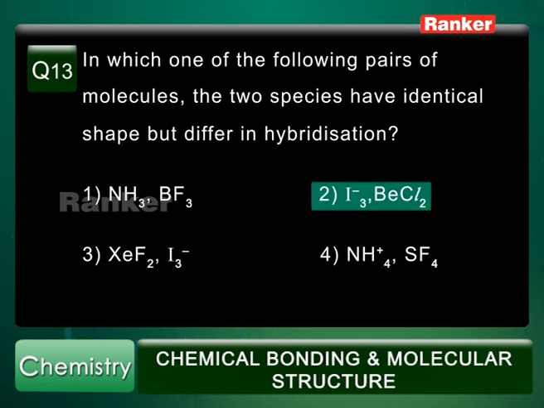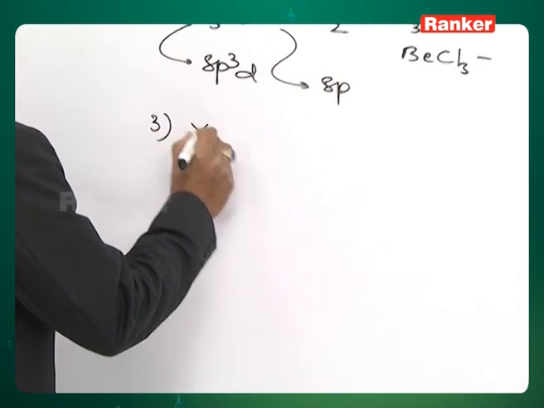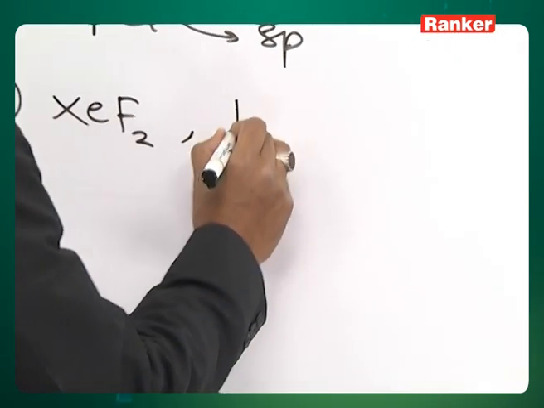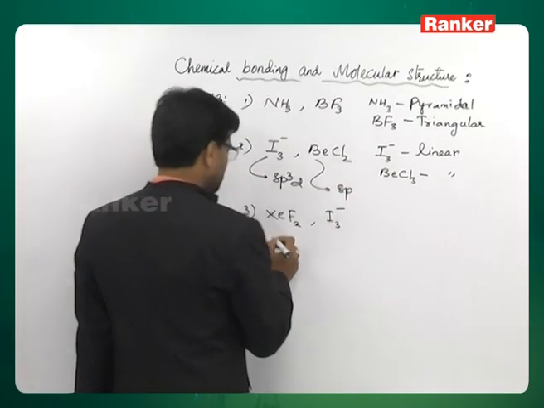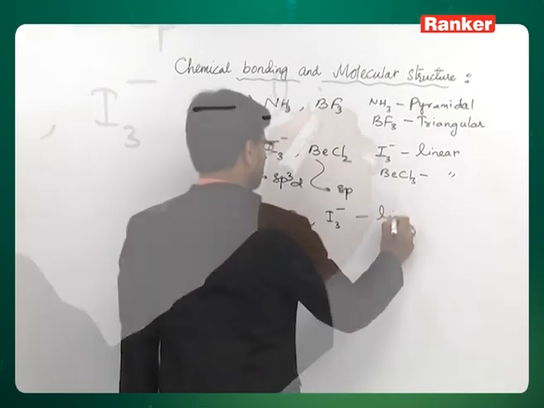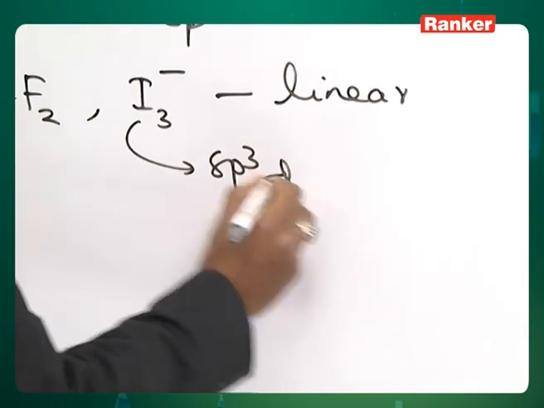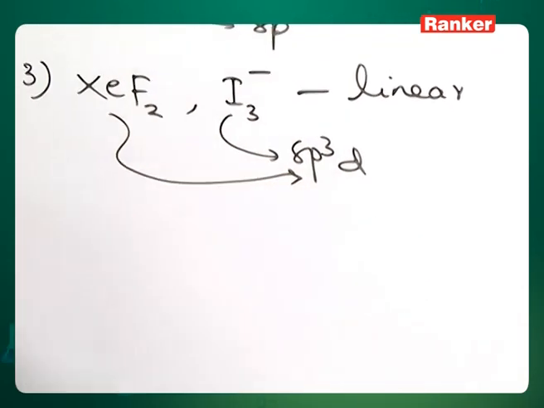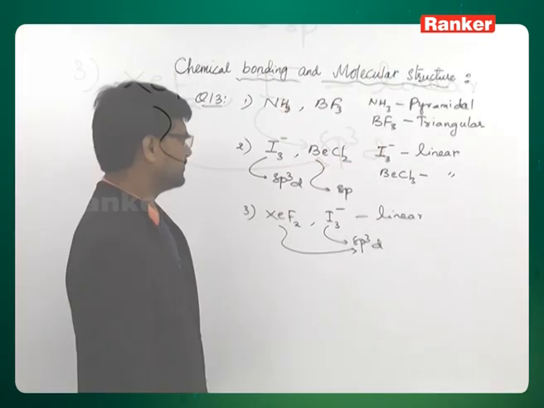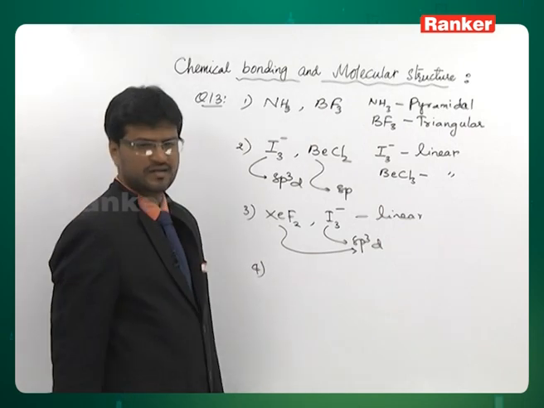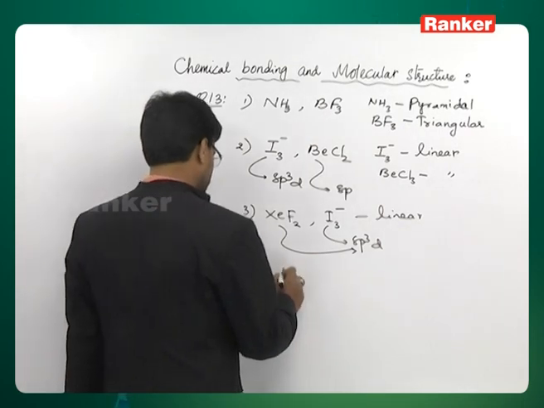But let us look at the third and fourth options also. HCF2 and I3 minus. Both are linear. I3 minus has sp3d hybridization, even HCF2 has sp3d hybridization. So, this is not the answer. Number 4, NH4 plus and SF4.